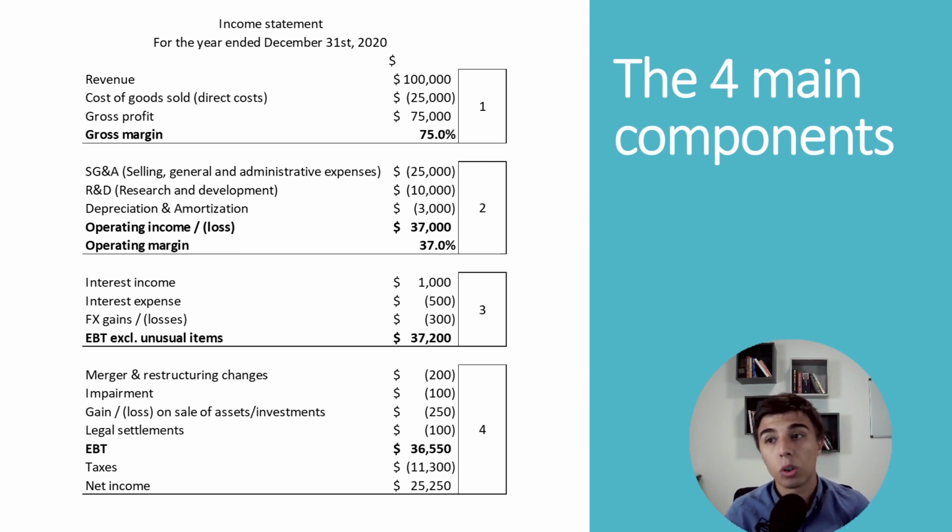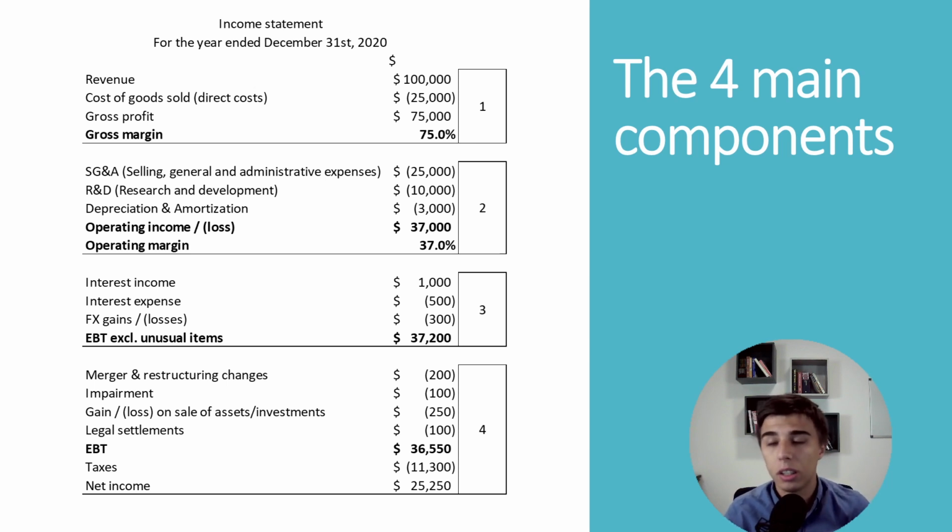Now the second part, cost of goods sold or the direct costs, is basically how much it costs the company to make the products that they've sold. Now if you think about it, if a company is selling goods, then the cost would be a bit higher than if a company is selling software, right? Because there is not really a lot of tangible things involved in that.